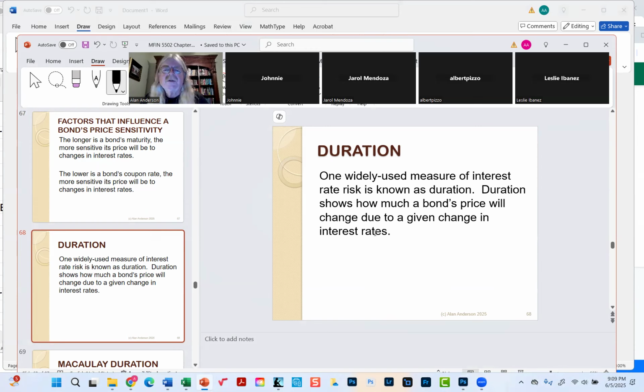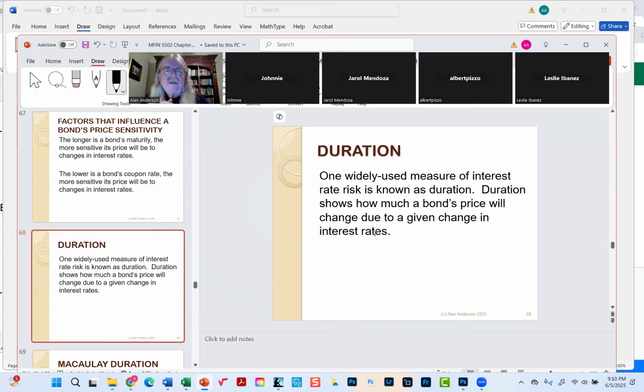So this measure has actually evolved over time. There's a couple of different versions of duration, and we're going to look at where they're coming from and what they're trying to tell us. And then we're going to use Excel to calculate duration for ourselves and understand how it works. But not tonight. We'll have to save this for next time.